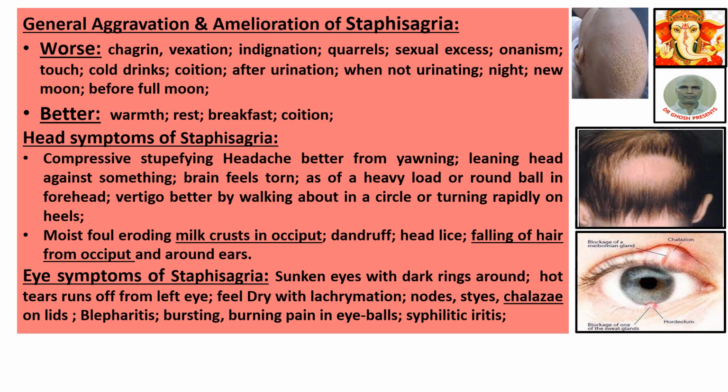Head symptoms of Staphisagria: compressive, stupefying headache, better from yawning, leaning the head against something. Brain feels torn as if by a heavy load or a round ball. Vertigo better by walking about in a circle or turning rapidly on the heels.